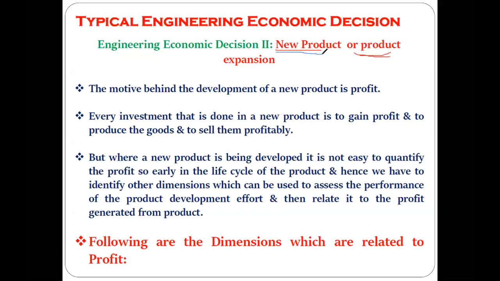A manufacturing company can produce a new product, or it can make changes in an existing product and launch that existing product as a new product. Launching a brand new product, or making changes within an existing product and launching it again. That's why it is called product expansion. Understood this? Yes, sir. So what things have to be considered while launching the new product or doing the product expansion? That is our second engineering economic decision.